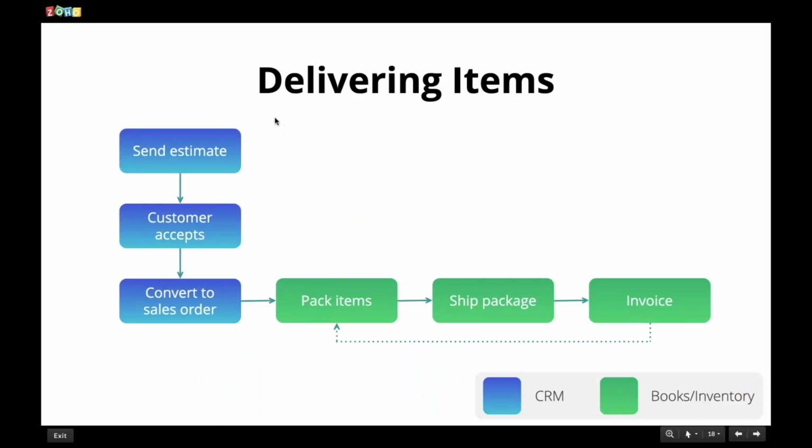So if we look back over at our diagram, we've sent an estimate, it's been accepted, we've converted it to the sales order. So if we're a salesperson, our job is kind of done now. And this is where things would probably pass off to the back office, where somebody would pick up from here in Zoho Books or Zoho Inventory to deal with the packing and the shipping. So let's take a look at that step of the process next.